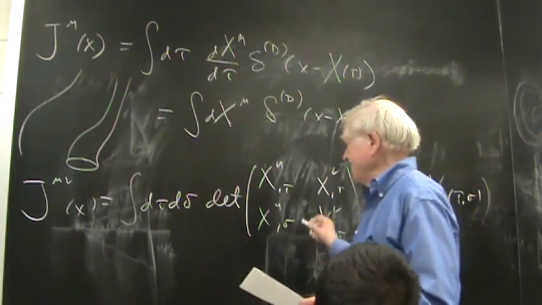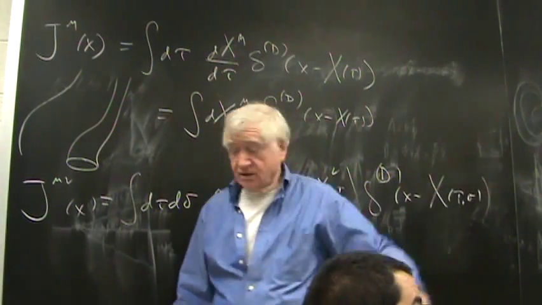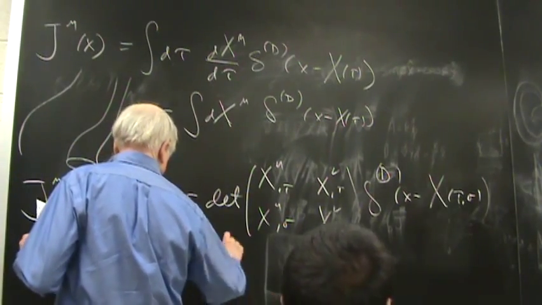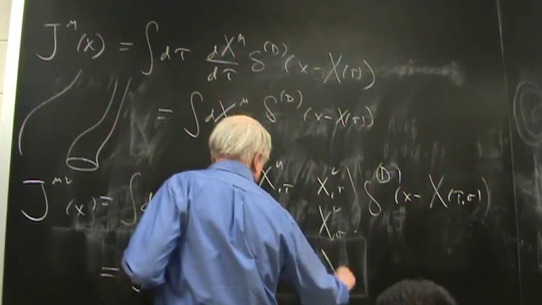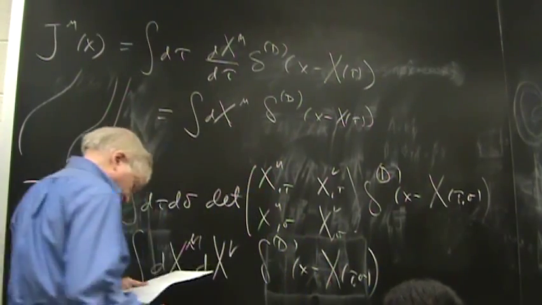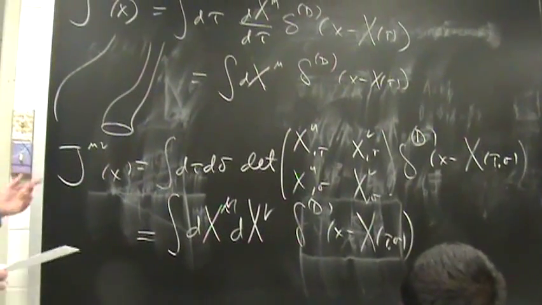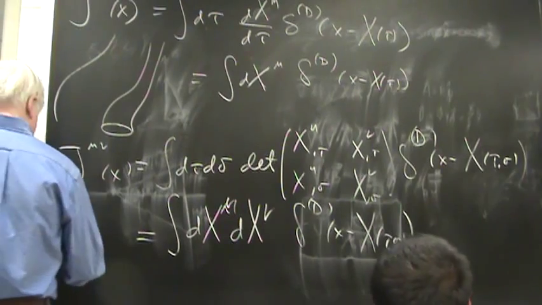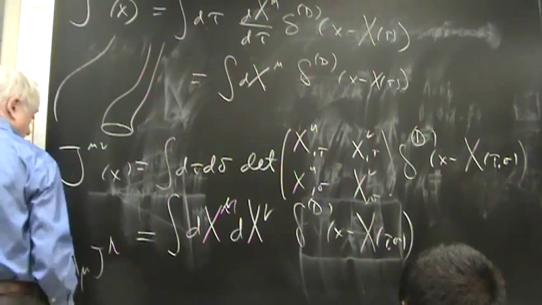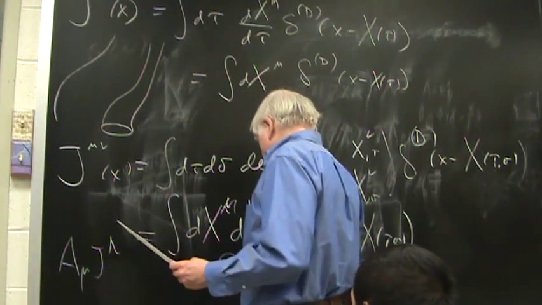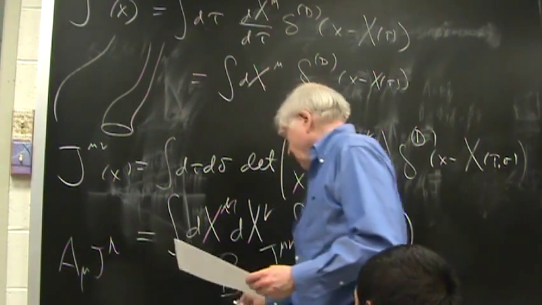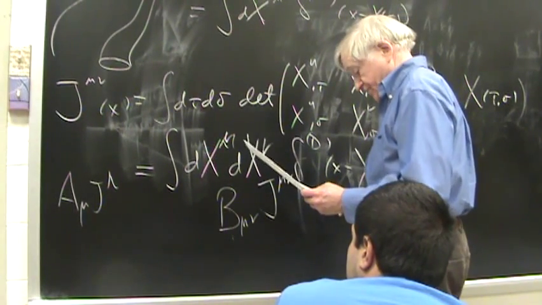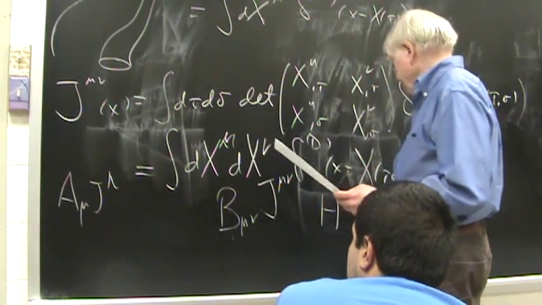All right. Notice, however, that going back to dx and dy over there, this is also dX^mu dX^nu delta^d(x minus X(tau, sigma)). This J^mu nu is an anti-symmetric tensor. And so the coupling in electromagnetism is A_mu J^mu, where this is J^mu. So in the case of a string, the coupling is B_mu nu times J^mu nu. So it's coupled to an anti-symmetric potential B_mu nu. And that means that there is a three-form, which is dB.